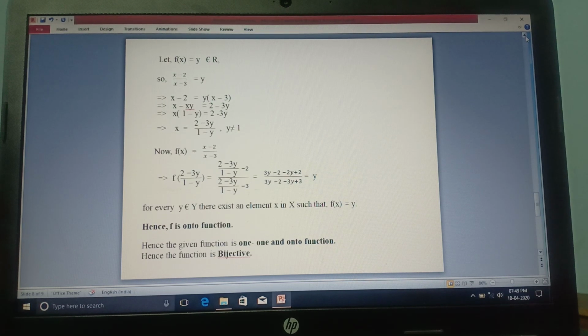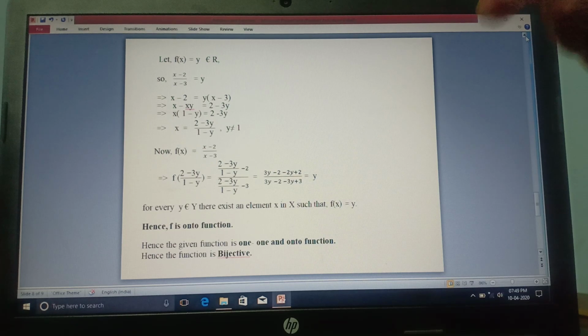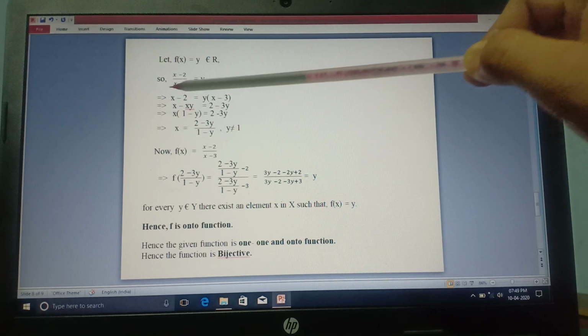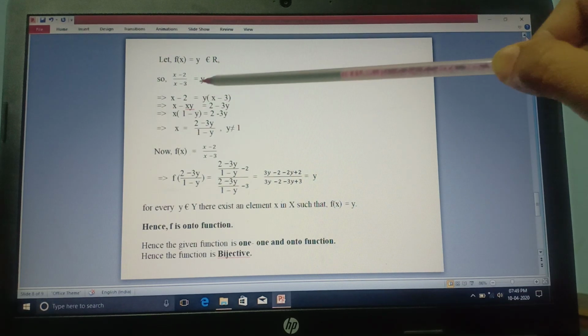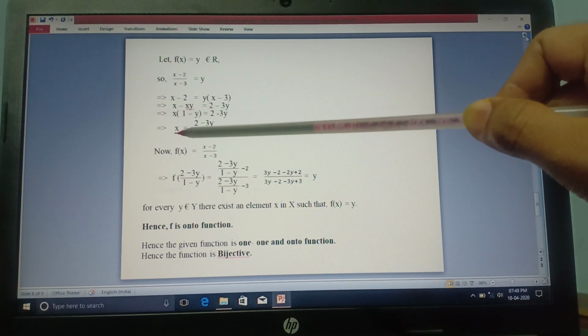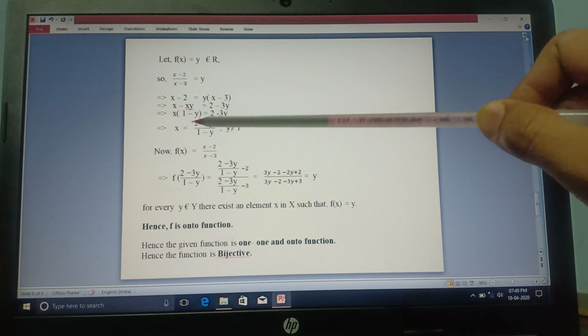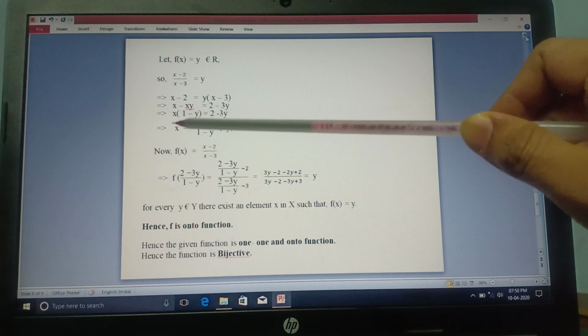Next we are going to check whether it is an onto function or not. Let us take one element in the codomain, which is R. Sorry, y belongs to R. So y is an element in the codomain. Now we are going to check whether y is an image of any element in the domain or not. So this is the value of f(x) given. So (x minus 2) by (x minus 3) = y. After cross multiplication and simplification, we got the value of x = (2 minus 3y) by (1 minus y), such that y is not equal to 1. And this is the value of x that is in the domain. And we are going to find the image of this point.